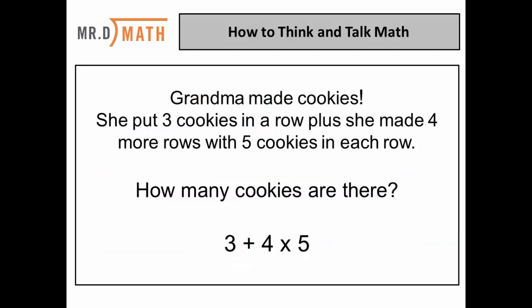Grandma's made some cookies. Okay, that's awesome. But look down here. I'm saying how many cookies are there with my question, and I see 3 plus 4 times 5. Now, if you look at what Grandma did when she made cookies, she put 3 cookies in a row, plus she made 4 more rows with 5 cookies in each row. So what does that look like? Well, it looks like 3 cookies in a row plus 4 rows with 5 cookies in each row, which is my 4 times 5. Now, if you think about that, 4 rows with 5 in each row means I'm counting 5, 10, 15, 20, plus the 3 makes 23.